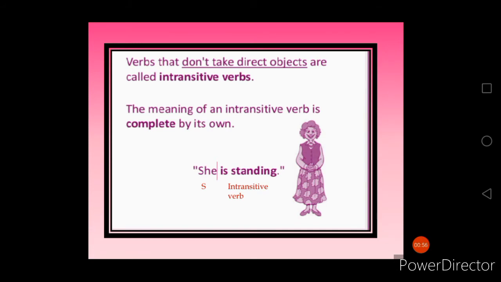Okay students, see the example. She is standing. Here about whom we are talking? She. So she is the subject. Okay, what is the verb present here? Yes, standing is the action word, and that is the verb. See here students, after this verb any object is present? No, is it? So I told you that after the verb, if there is no object, that verb is considered as a intransitive verb. So here in this sentence, is standing is the intransitive verb, because after this verb there is no object, right students? Are you all clear in this intransitive verb?